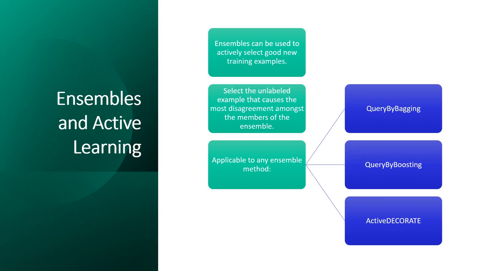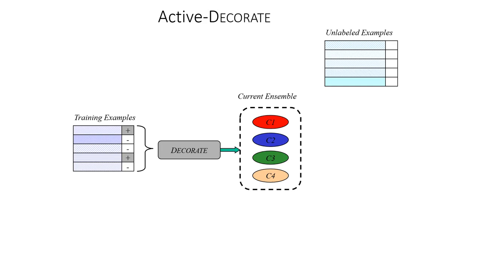So when we're thinking about ensembles and active learning, ensembles are really good to actively select good new training examples. You're going to select the unlabeled example that causes the most disagreement among the members of the ensemble. So some different methods that we have are query by bagging, query by boosting, and active decorate. Let's look at active decorate.